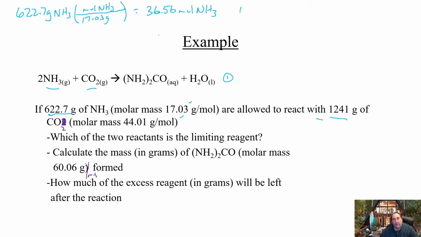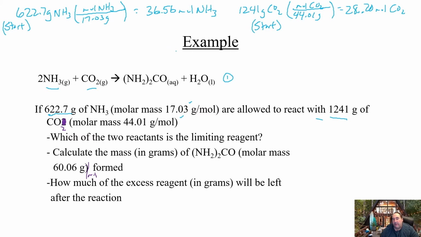We're going to do the same thing here for our other reactant. So we have 1,241 grams of CO2, using the molar mass from the periodic table of 44.01. 1241 divided by 44.01 gives us 28.20 moles of CO2. Once again, we want to label this as our starting amount of each of these guys.